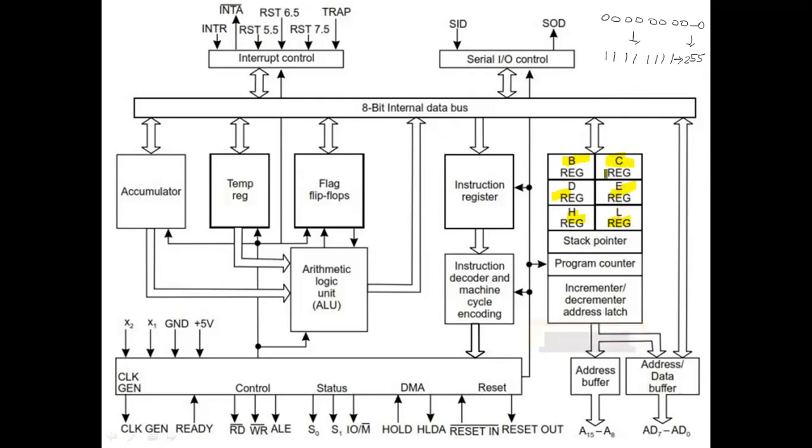They can be used separately as 8-bit registers, or we can combine them and use them in pairs like BC, DE and HL. In that case, they will act as a 16-bit register. When used as a 16-bit register, the higher order byte gets stored in the first register and the lower order byte gets stored in the second register. The HL register pair we also call the memory pointer or data pointer. They are also called scratch pad registers.